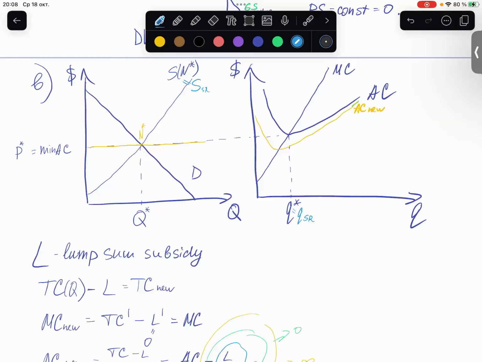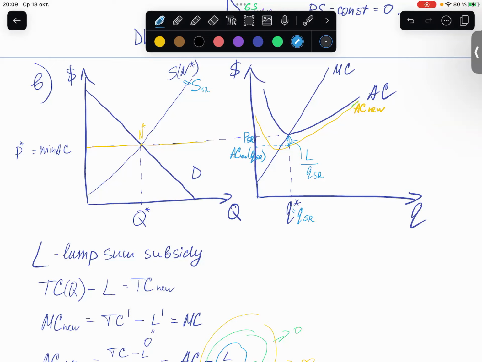It was 0 before, but now this is the price in the short run, equal to the minimum of the previous average costs. And what are the new average costs for such quantity? We put this quantity into the new average costs, and this will be the new average costs for this quantity that we sell in the short run. And what is this difference? This difference is actually our lump sum subsidy over Q in the short run. This is the difference between these two average costs, old and new.